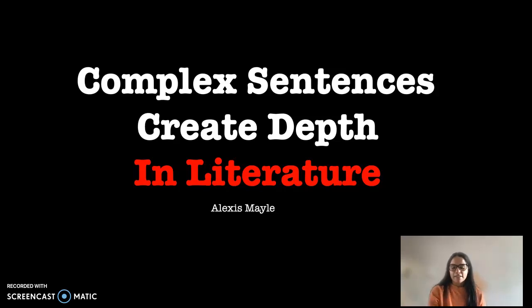Hi guys, my name is Alexis, and as we all know, a complex sentence contains an independent clause and a dependent clause, or a number of the two. There's no set number on how many of each clause is needed to be in a complex sentence. So whatever order these clauses are placed in depends on the type of clause that is included and what the writer is trying to convey to his or her audience.